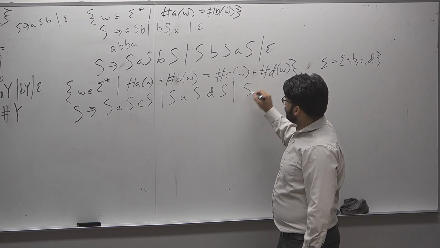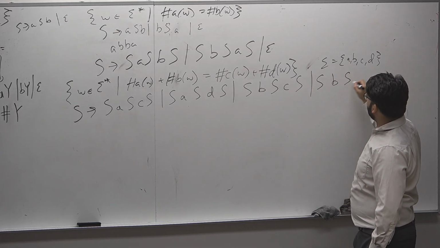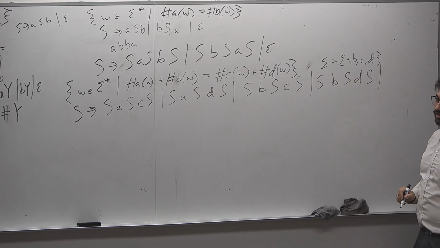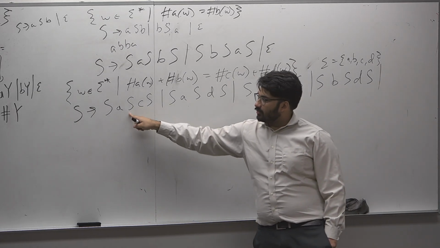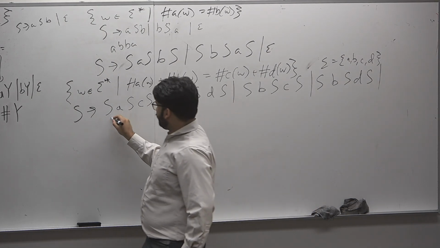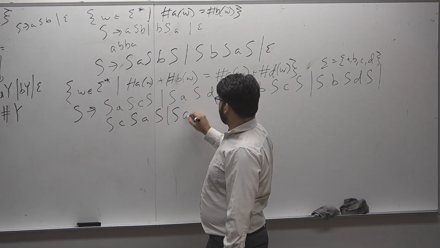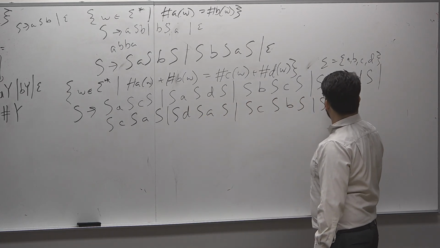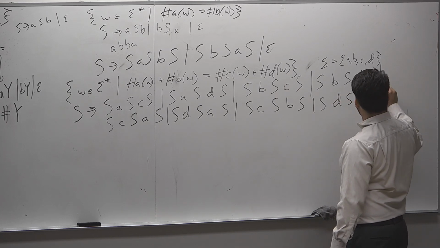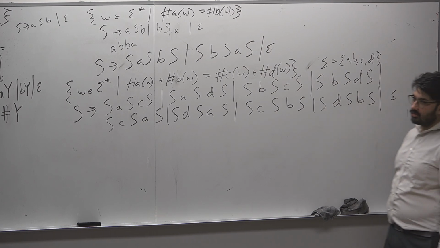S, B, S, C, S, or S, B, S, D, S. We're also not done, we have more. Empty string. Well, versus, A's before C's here, but we need C's before A's perhaps. Or empty string, okay. That's a long, difficult grammar. Can you do it easier? Can you give me a shorter grammar for this?